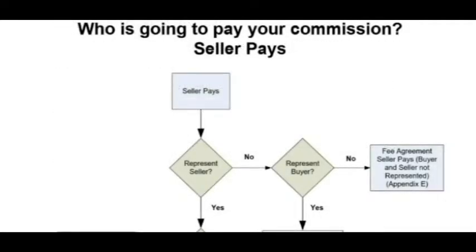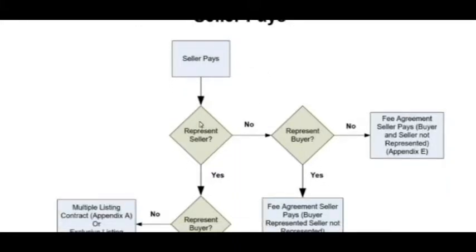Who's going to pay your commission? Seller pays. You see there's a little box at the top here. It says seller pays. There's an arrow going down here. It says represent seller. So there's either a no or a yes. The no here goes over here. It says represent buyer, no or yes. If you say no, it says fee agreement, seller pays, buyer and seller not represented.